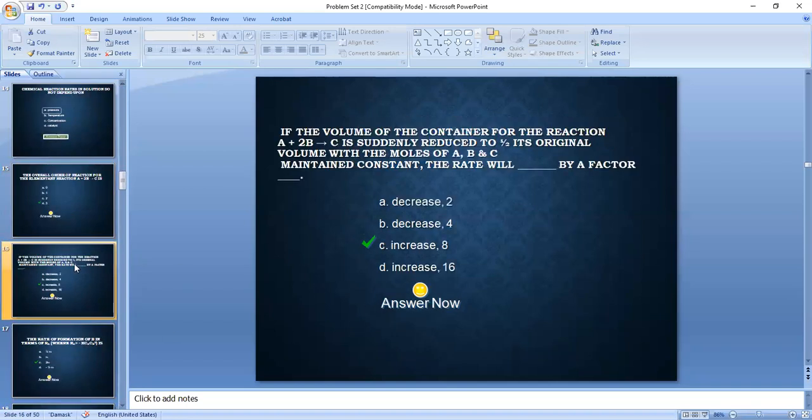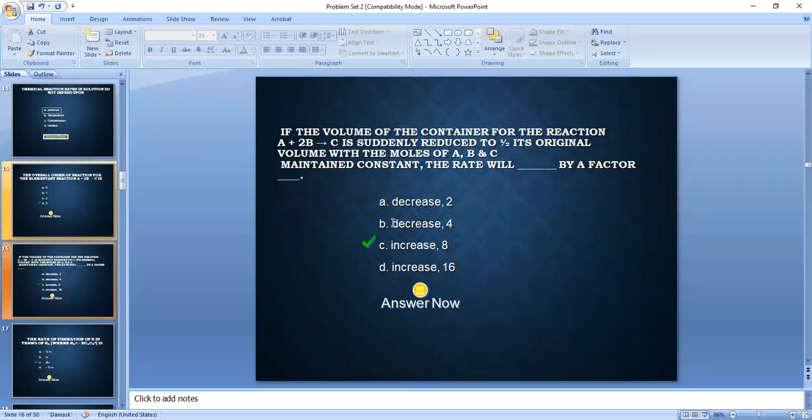Now, I have it here. This would have been interesting if this is projected. If the volume of the container for your reaction A plus 2B forming C is suddenly reduced to 1/2 of its original volume, with the molecules of A, B, and C maintained constant, the rate will blank by a factor blank. So the answer here is it will increase by 8.